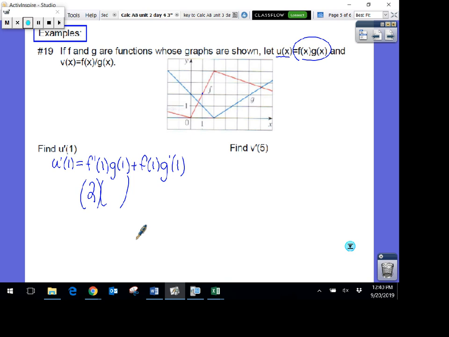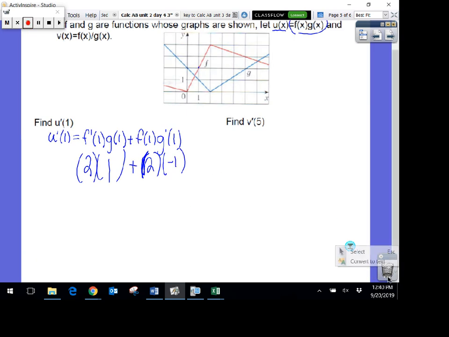g of 1, that's just pulling it out, evaluating. We go to the graph, we go to x equals 1. What's g equal to? 1. f of 1, we go to 1. What's f equal to? Good. And g prime of 1, what's the derivative, slope of the tangent line at 1? Negative 1. And now we just multiply and add. 2 minus 2. We get 0.